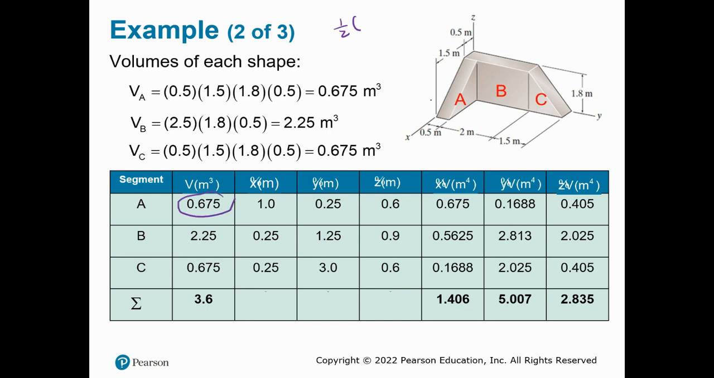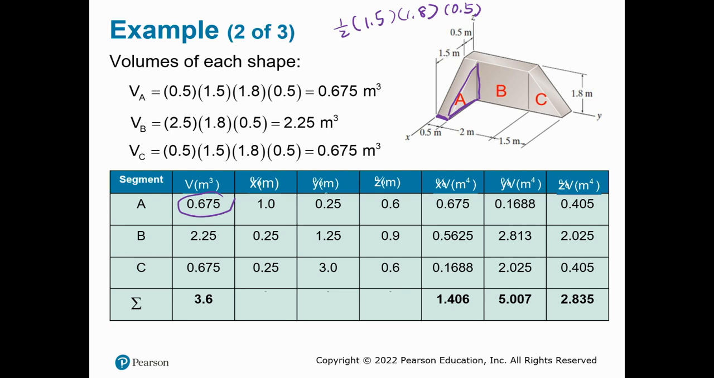1/2 times base, which is 1.5 meter for this portion A, and then times the height, which is 1.8 meter. 1/2 base times height, that's the area of the triangle. And then since it's going to be a 3D prism, we multiply by the thickness of the triangular prism, which is another 0.5 here. Okay, so put that together, that will give you the volume.